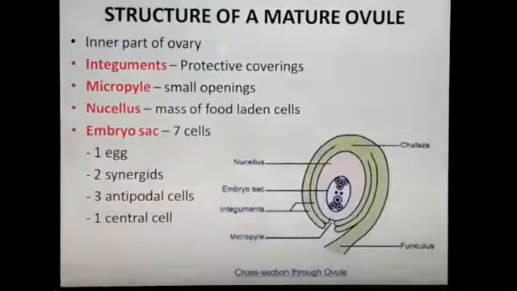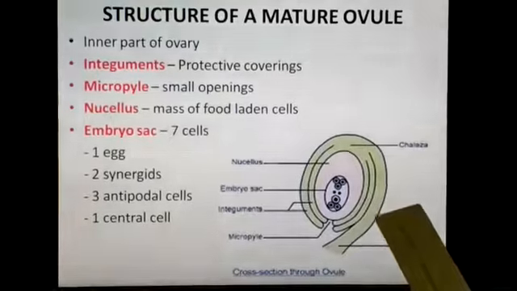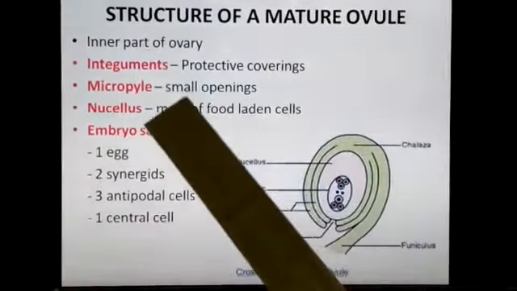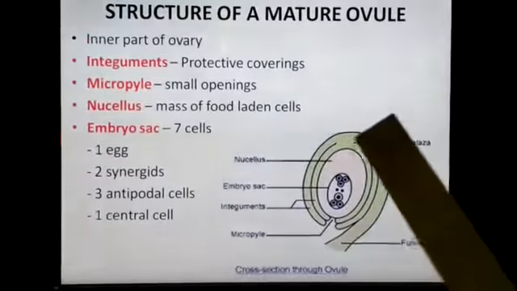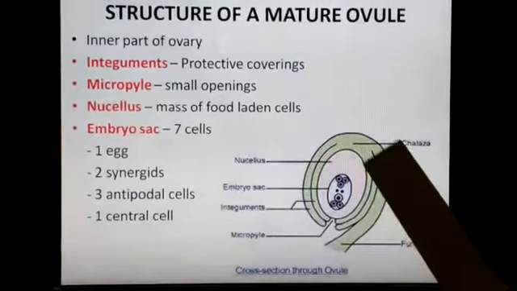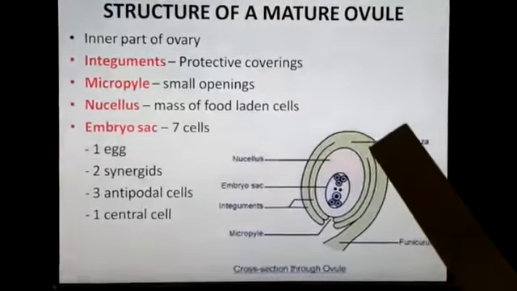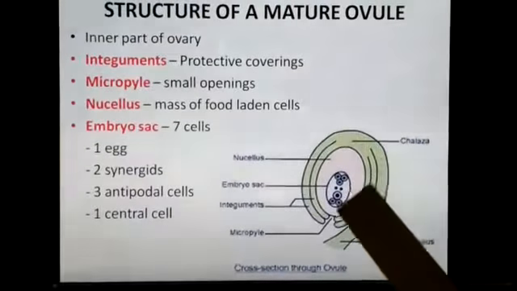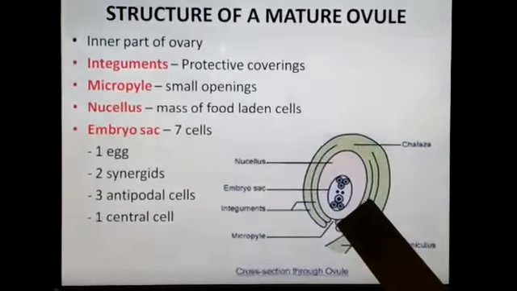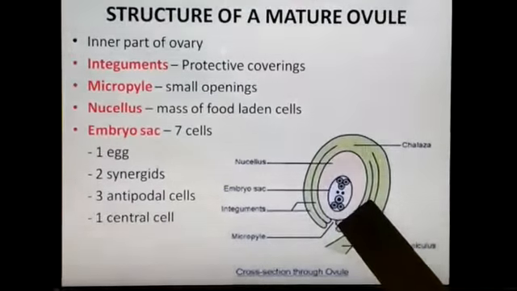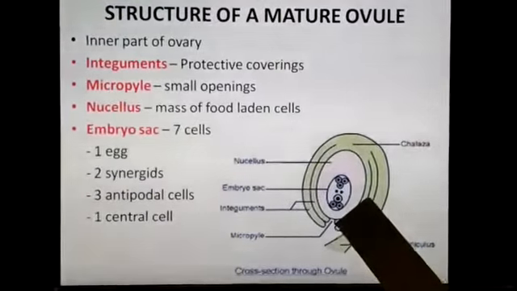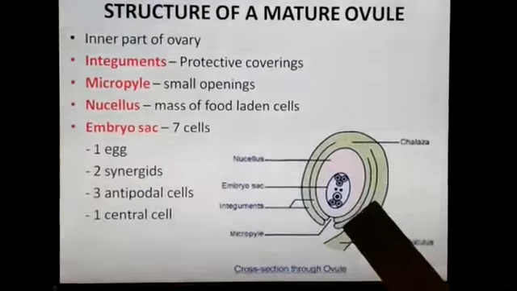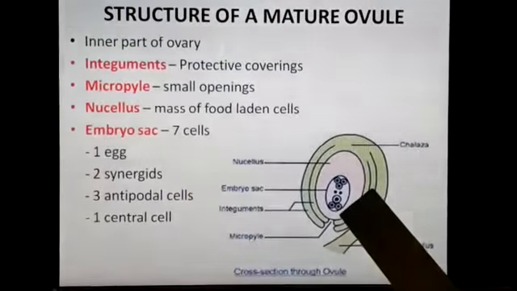Here we have the structure of a mature ovule. Ovule grows inside the ovary. It has got four important parts. The outermost protective covering has got one or two layers. It is termed as integuments. Integument is discontinued at a point, leaving a small opening. This opening is termed as micropyle. It is through this opening that the pollen tube enters inside the ovule.